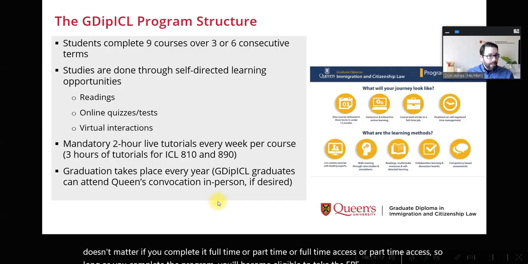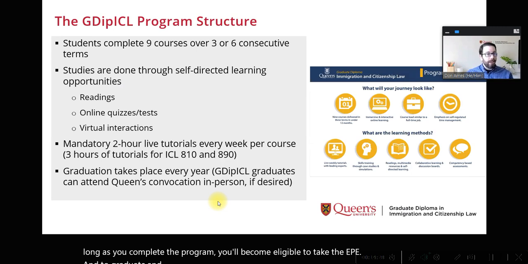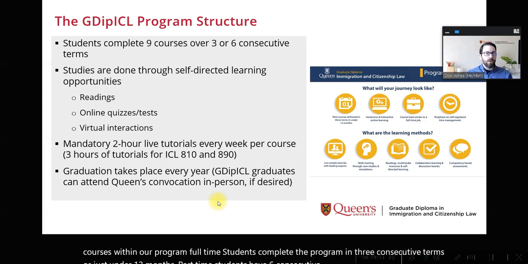To graduate and complete all of our requirements, you need to study all 9 courses within our program. Full-time students complete the program in 3 consecutive terms, or just under 12 months. Part-time students have 6 consecutive terms, or 2 years, or potentially 3 years to complete the program.